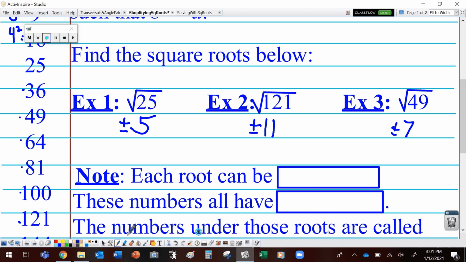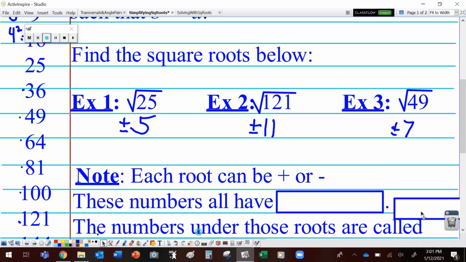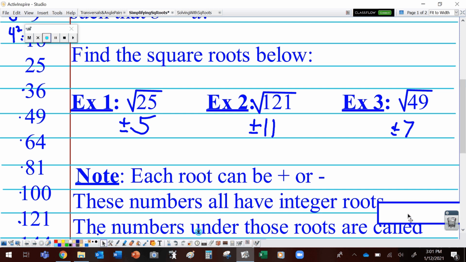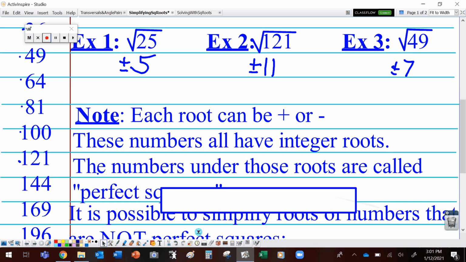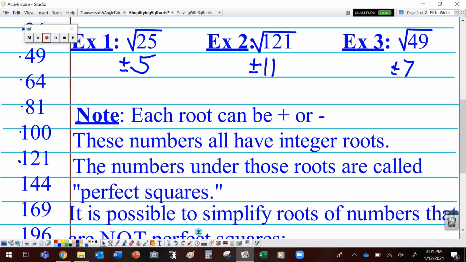Now, a couple of things we want to keep in mind. Hopefully we notice each of these roots can be positive or negative. Also, each of these numbers have integer roots. The numbers underneath those roots are what we call perfect squares. So all those numbers on the far left side, the examples that we just looked at, are called perfect squares because they are numbers that are formed by squaring the integers.